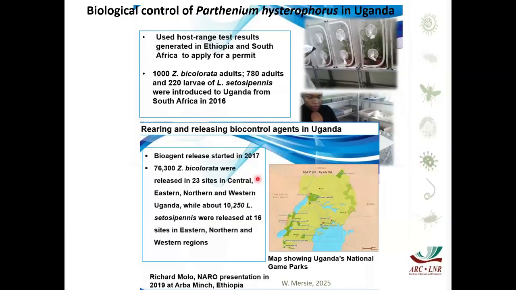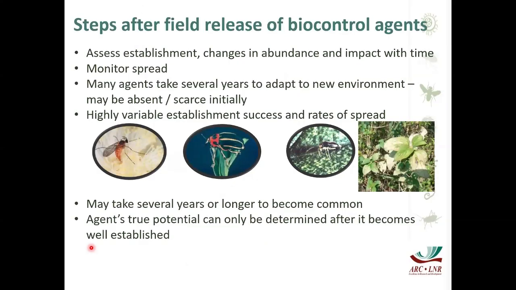So in about 2017, there were about 76,000 of the leaf feeding beetle released in Uganda, and about 10,000 odd of the stem boring weevil. So I would be very interested to engage with people there further. As I say, I suspect that at least one of them has established in multiple sites. But we could discuss that further.